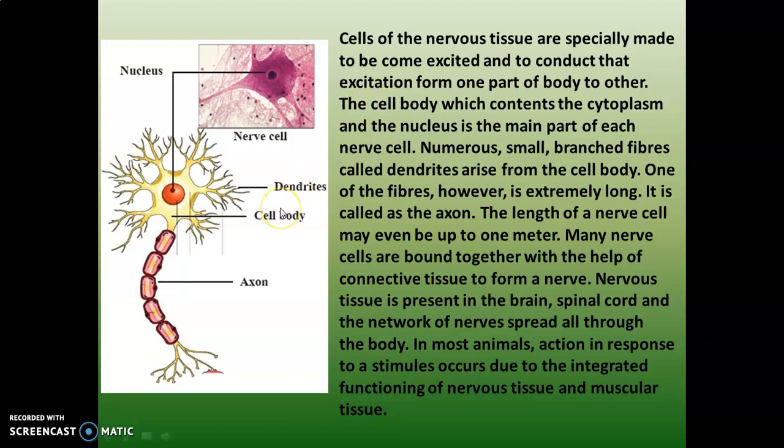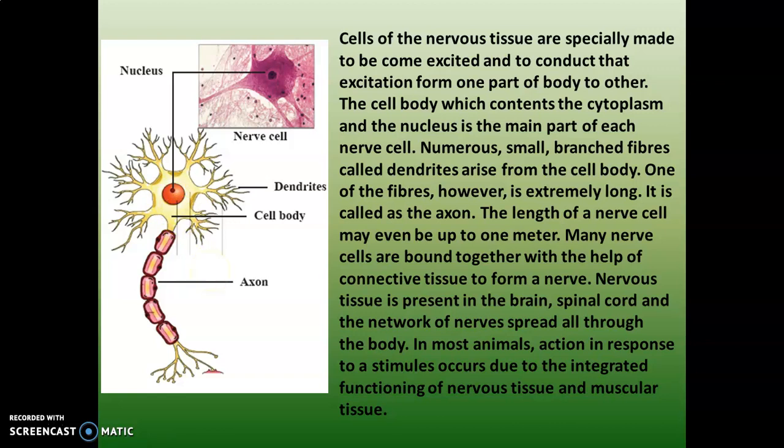The cell body, which contains the cytoplasm and the nucleus, is the main part of each nerve cell. Okay, so this is the cell body. It has cytoplasm and the nucleus. Numerous small branching fibers called dendrites arise from the cell body. So these are all the dendrites. You can see branch-like things. This helps to collect the response from the external surroundings.